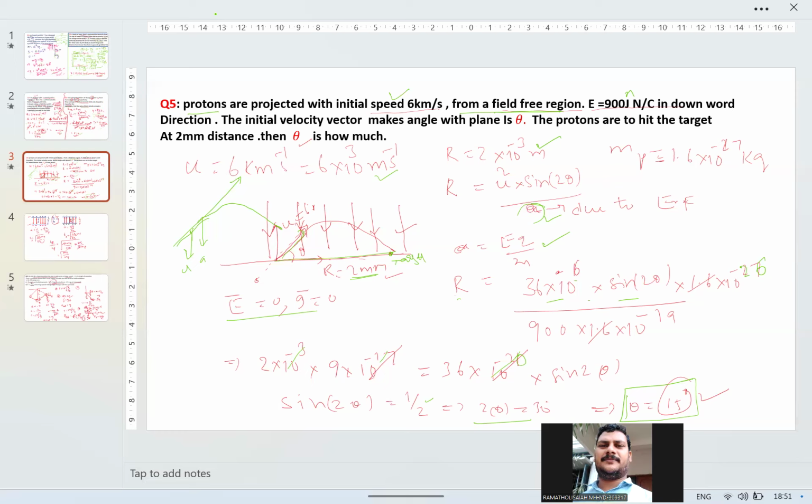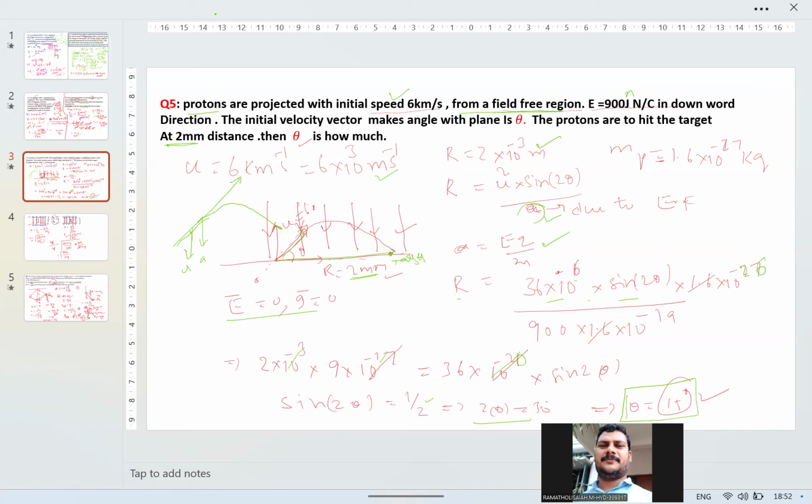Then for the same angles you will get E as 900. If he gives theta as 30 degrees projected, then how much is E? Then sin 60 will come, that is root 3 by 2, and you have to find the E value by substituting. So the question can change.